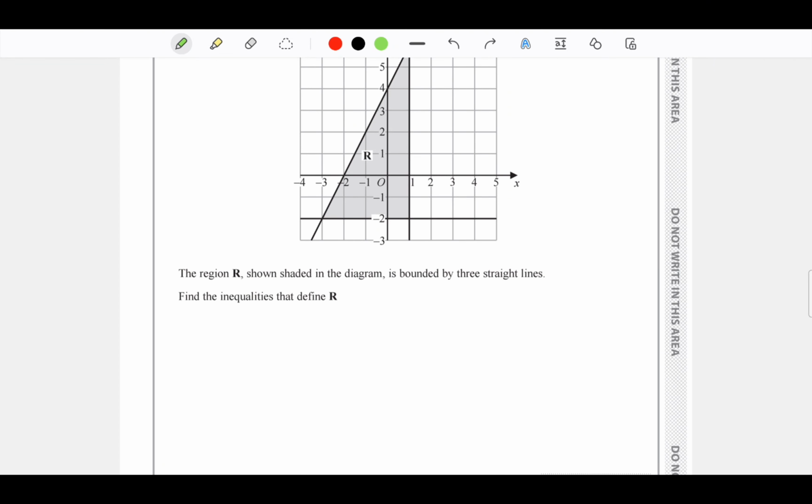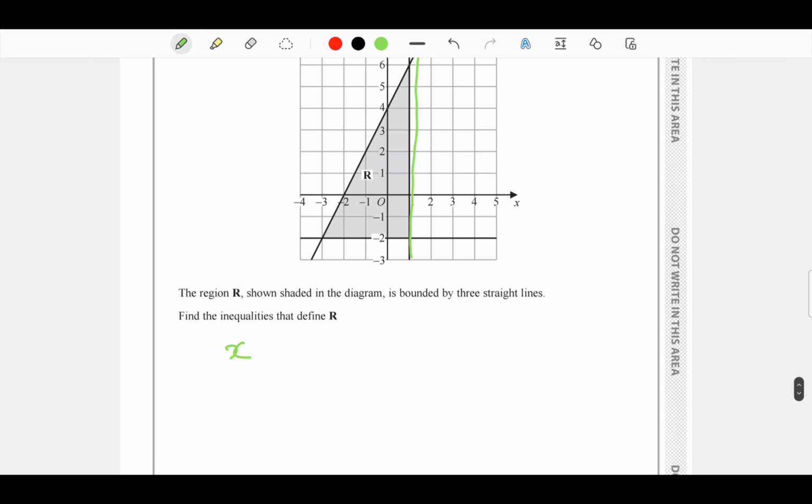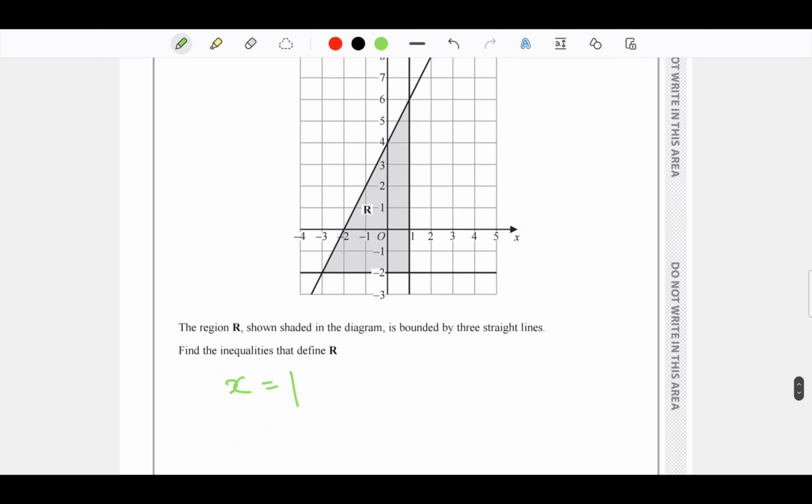The first one I can see is this one. This is the line where x is equal to 1, but that is not the answer. The region they are looking for is this way, where x is lesser than or equal to 1. It's either 1 or lesser than 1. So that is the inequality symbol we're going to use for the first line: x is lesser than or equal to 1.